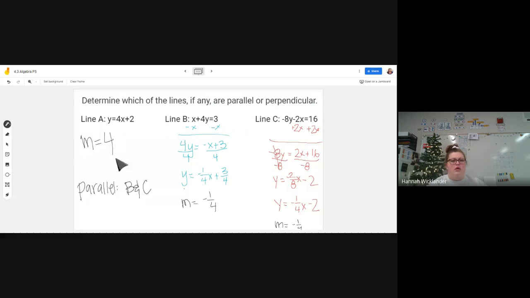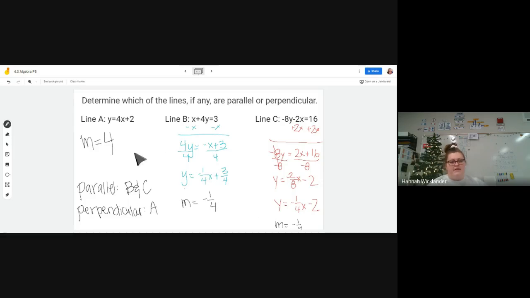Now, looking at line A, is it the negative reciprocal of -1/4? Yes or no? Remember, reciprocal just means flipped, and if it's negative, it becomes positive, and if it's positive, it becomes negative. And yes, line A is the negative reciprocal of B and C. So line A is perpendicular to B and C.